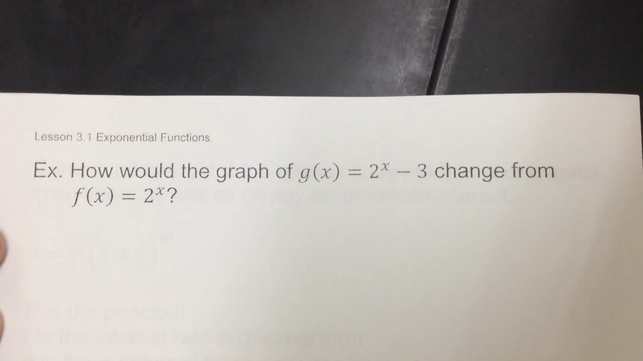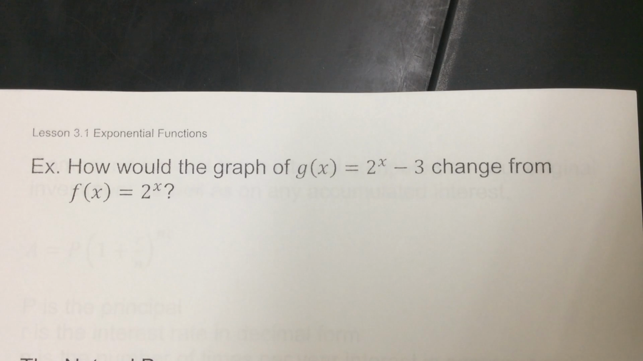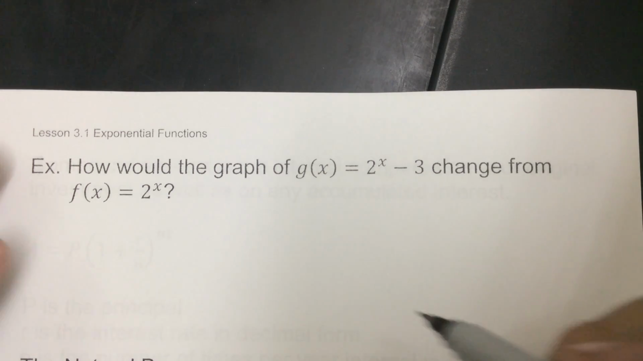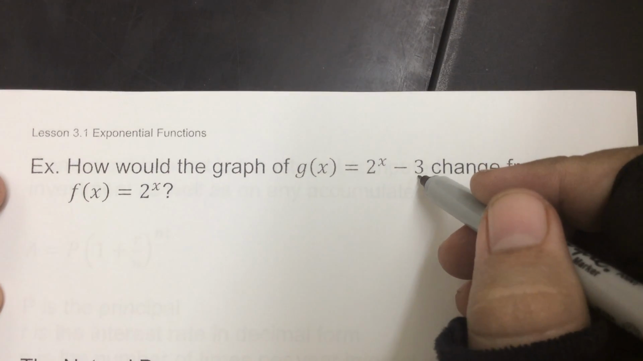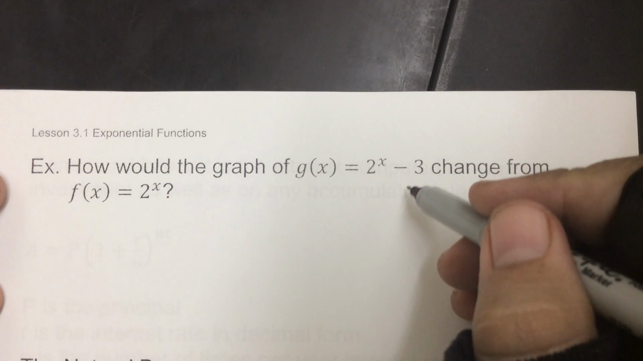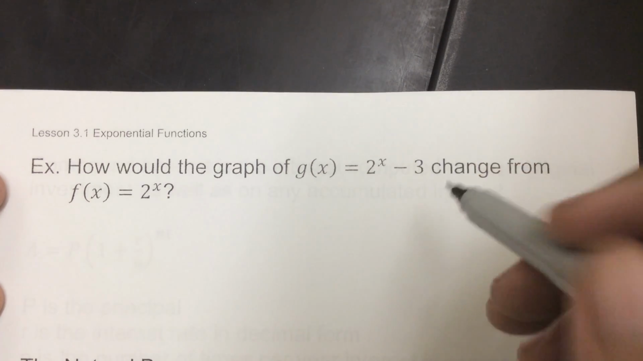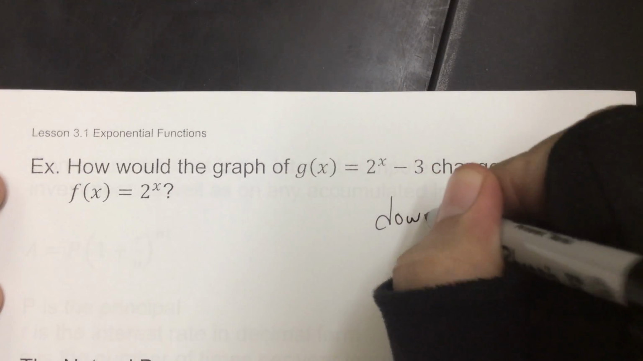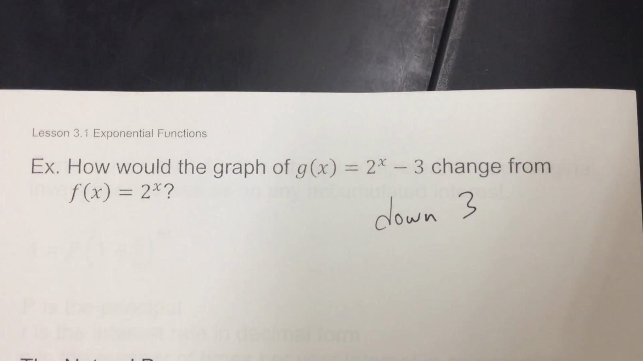Quick one here. So what would the graph of g of x equals 2 to the x minus 3 change from f of x equals 2 to the x? Now, we have a minus 3 on the outside. We're outside the function, so when it's on the outside, it goes up and down, and it goes the way you think. So this will be down 3. Okay, so we can transform them, shift them, stretch them, just like we can with quadratics.